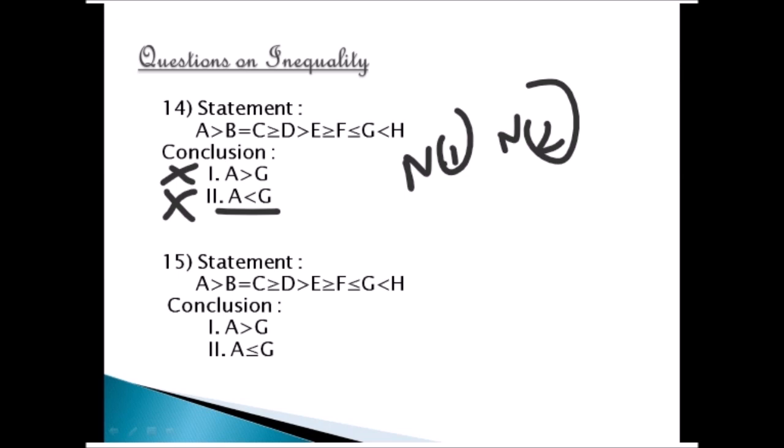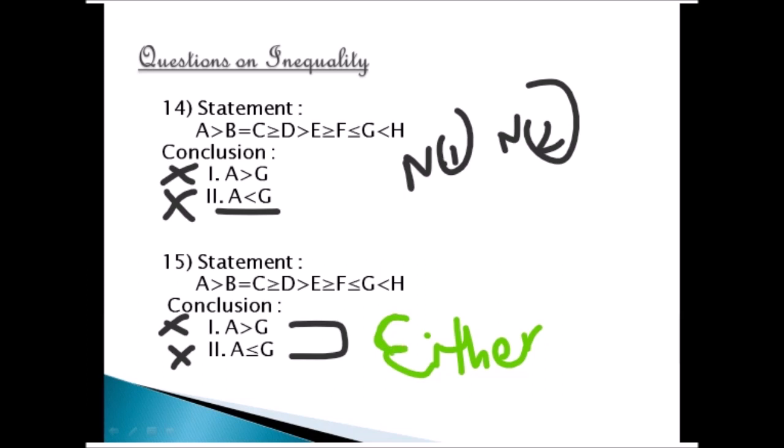Question number 15. Question number 15 says A to G. The same question is there, only the symbol is changed. So as we can see, both the conclusions are false, because I cannot move from A to G as well as G to A. So as we discussed before, if this kind of symbols is there and both the conclusions are false, then yes, this kind of conclusion should be either cases. So either 1 or 2 is true.